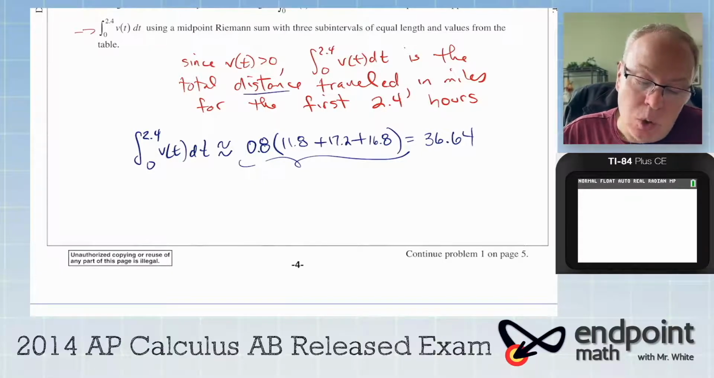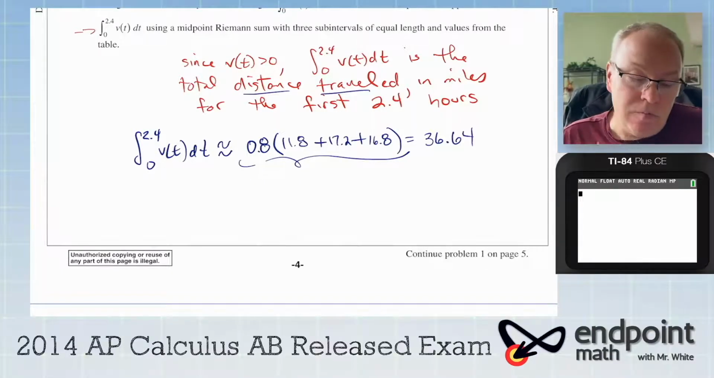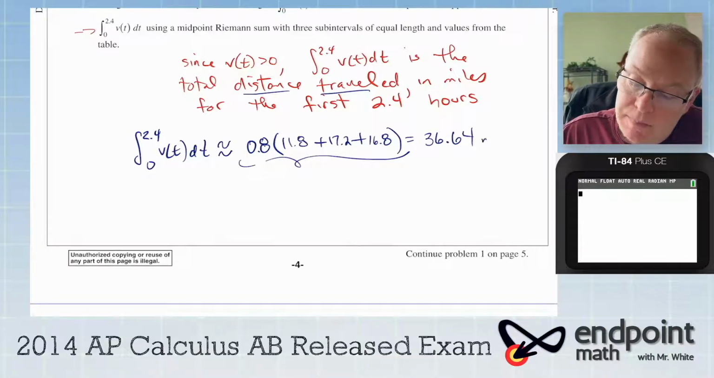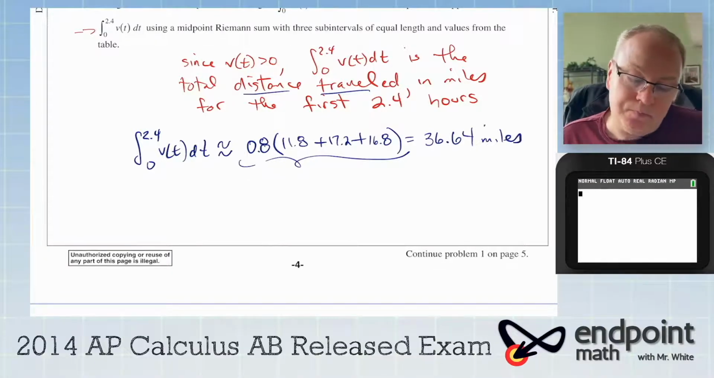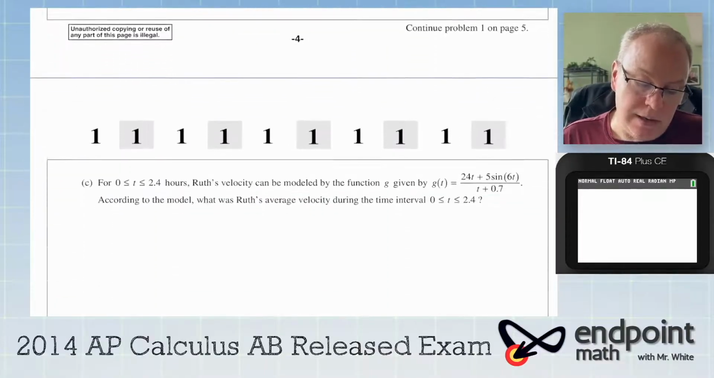Right? This is total distance traveled. So don't forget your units. This would be miles. All right, moving on, letter C.